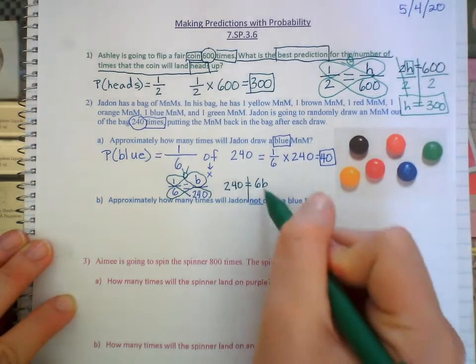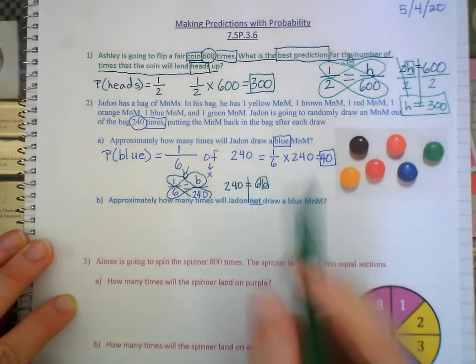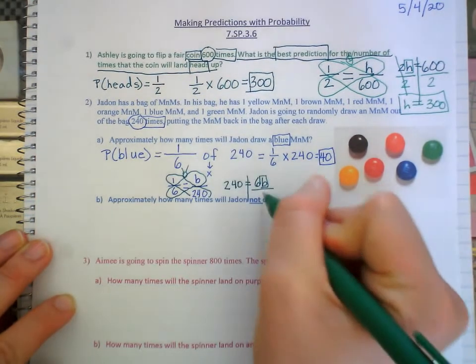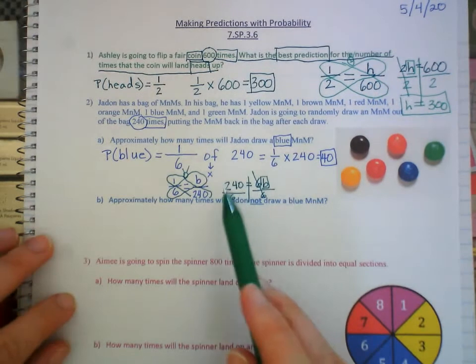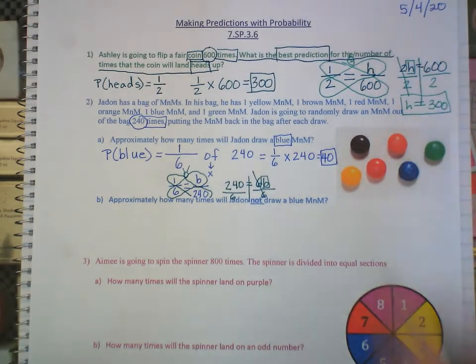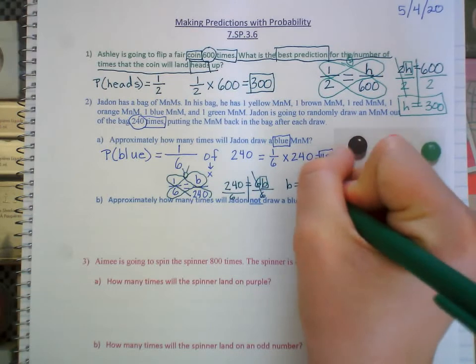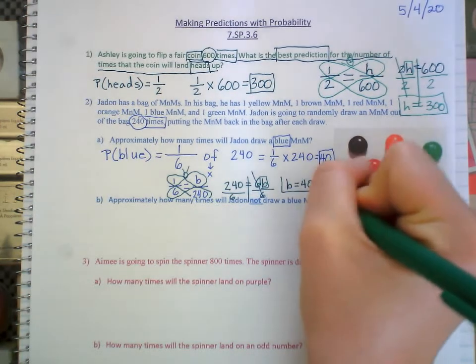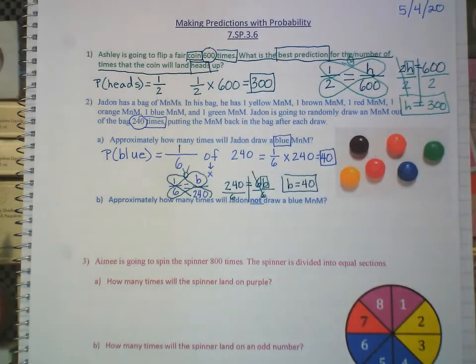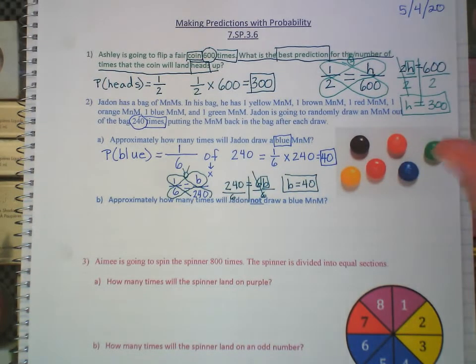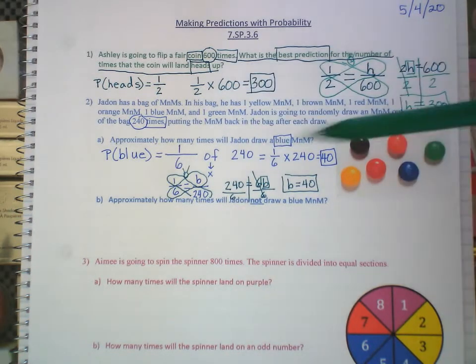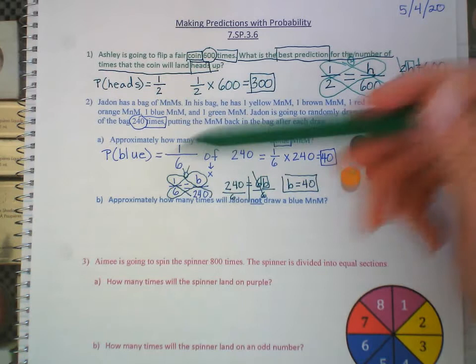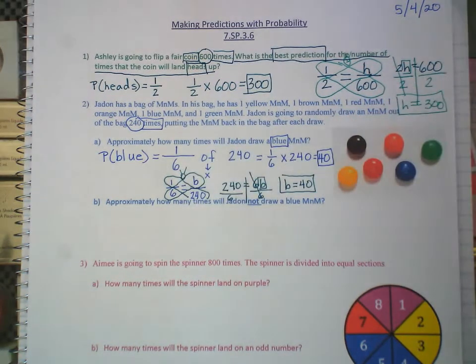Draw the line, box up the variable. They're touching, they're being multiplied. Divide by 6. Divide by 6. 240 divided by 6 is 40. So either way will give you the same answer. Either way, we find out that he will approximately draw blue 40 times. So just decide which way you like better. Do you like finding the probability and multiplying it by 240? Or do you like setting up the proportion and doing the butterfly?